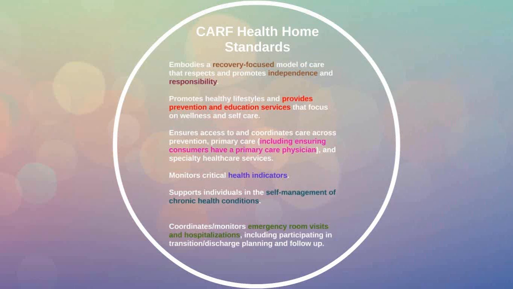But with where our care is headed, value-based care, the direction that we're headed as a system, you should be looking at these types of accreditations and these types of standards. So as you see here, there's a lot of similarity, but it's just a bit more general. So maybe at the local level, you guys could decide what critical health indicators you want to monitor or how you want to support your folks in the self-management of their chronic health conditions, or what prevention and education services you want to be providing. So I would encourage you to find your local CARF manual and check out those health home standards.